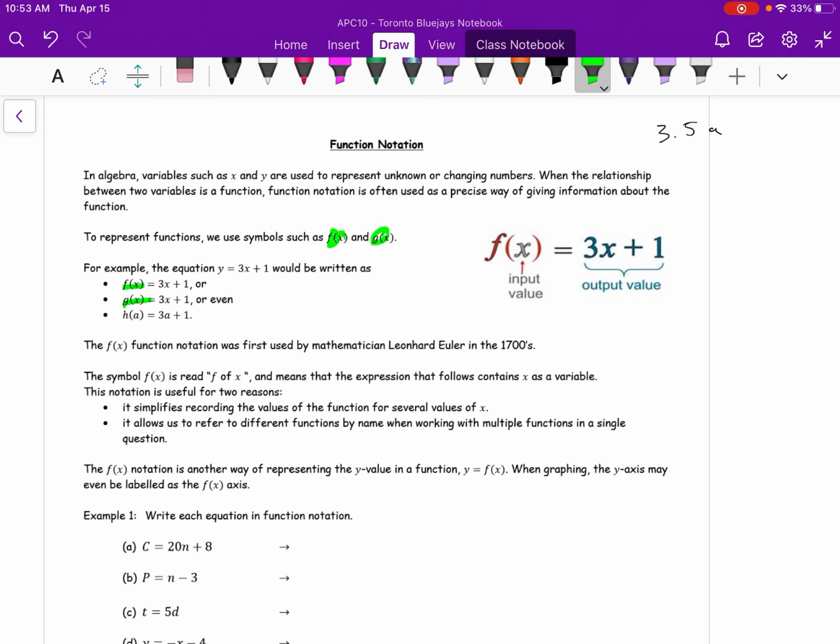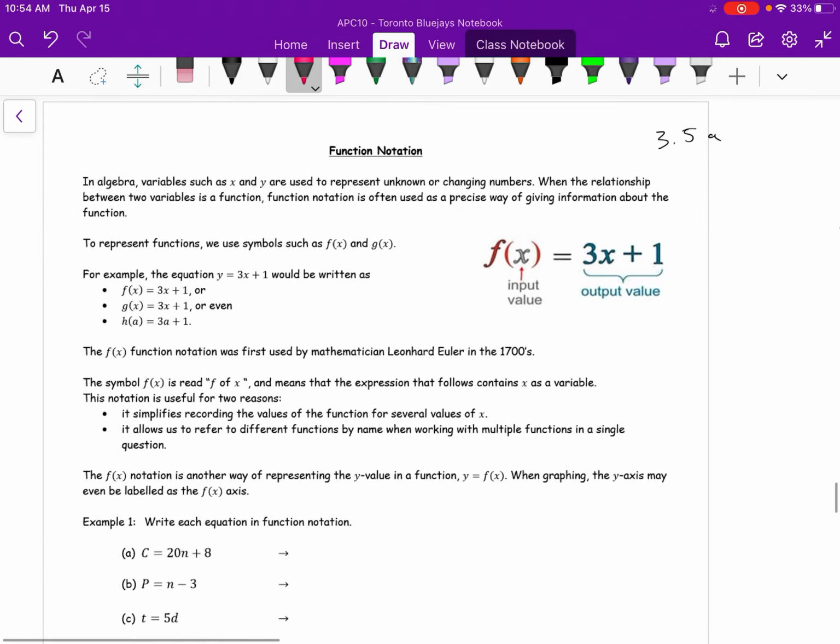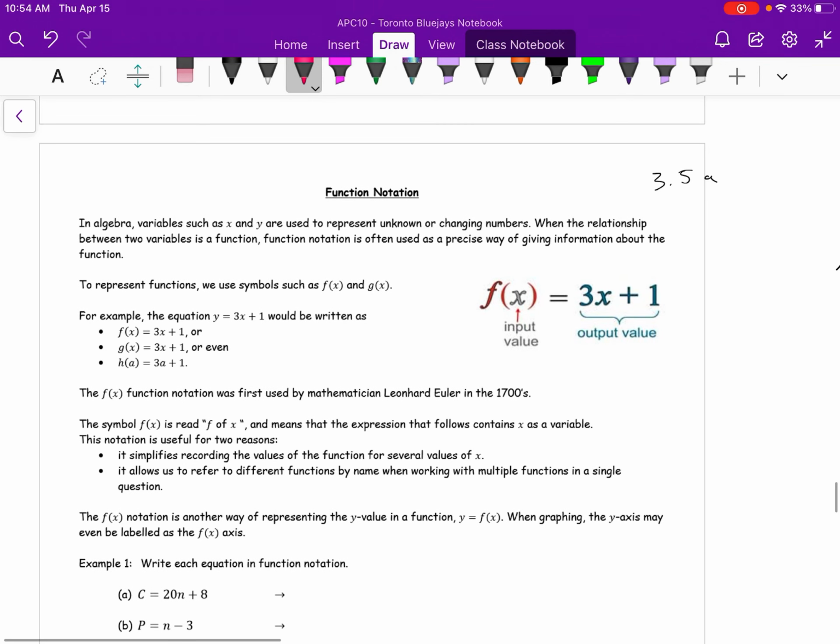Now, before I go to h of a, I am going to start talking about this. What we see is f of x is equal to 3x plus 1. Now, this is kind of difficult to understand. However, the left-hand side can be thought of as y. So f of x is really your y.